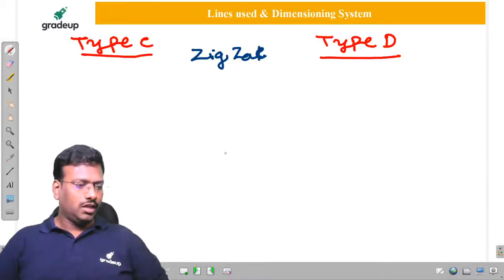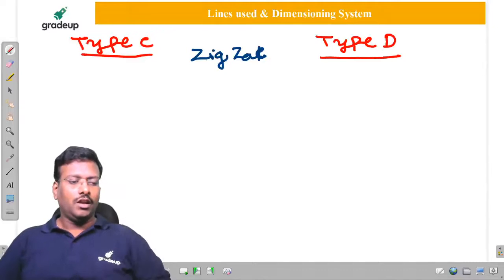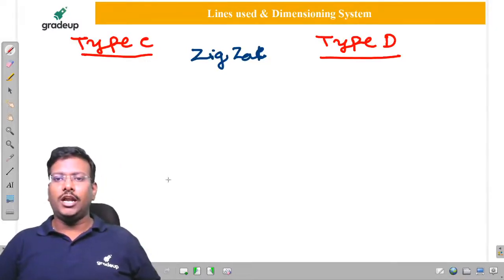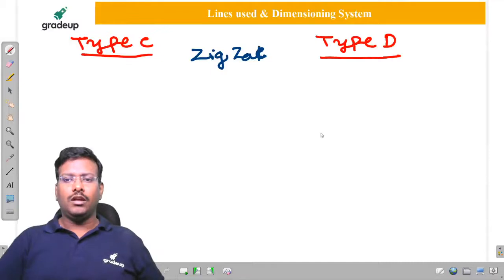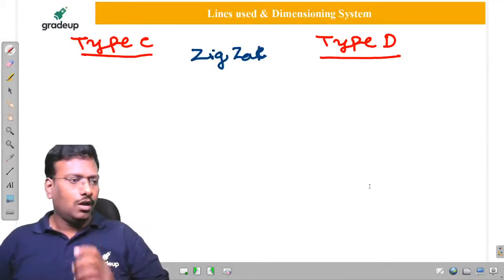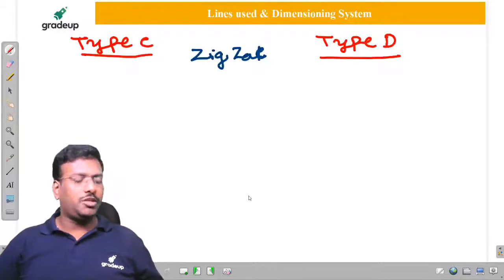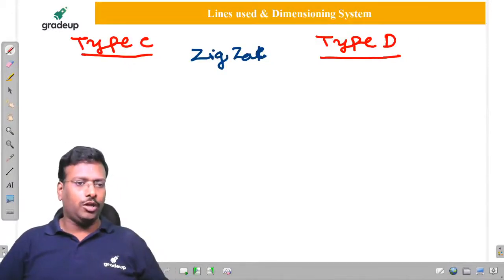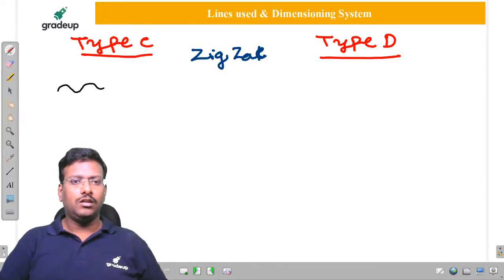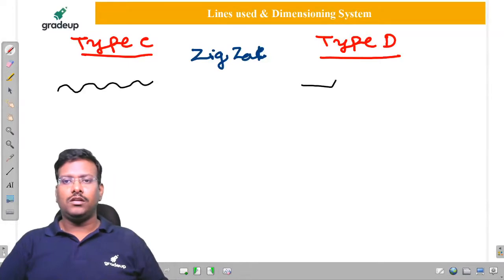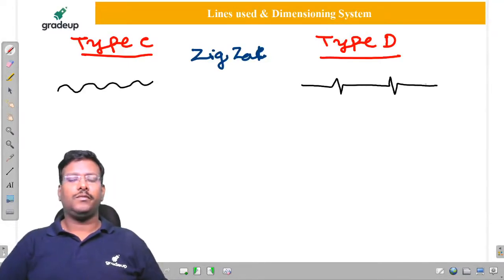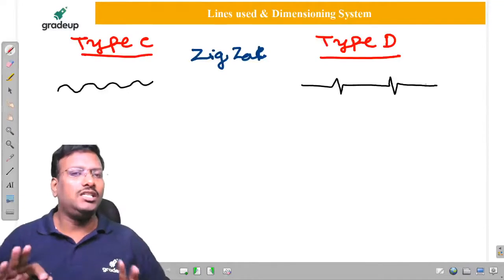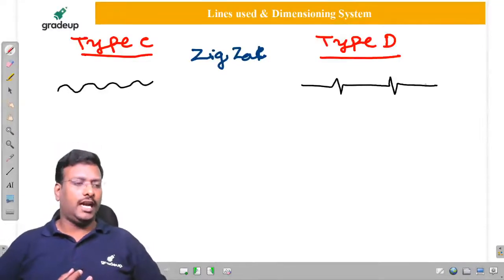Thank you. So what are these zigzag lines? Have you come across these anywhere, my dear friends? You may have seen them but may not have observed this particular thing. So just observe, I am going to draw. And observe, both are called zigzag lines.